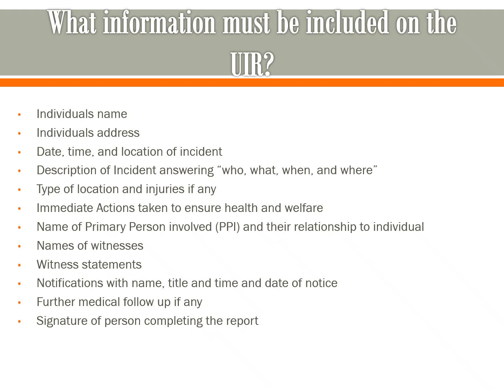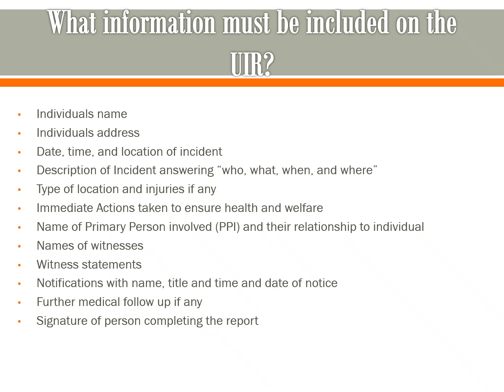What information is needed on the incident report? We need demographics, which include the individual's name, address, date of incident, time of incident, and location of incident, such as home, at work, or at a park. When writing the description of the incident, make sure to answer the questions who, what, where, and when. If the individual has an injury, we need to know what the injury is or looks like, and the location of the injury. For example, has a 2-inch cut on the left bicep.